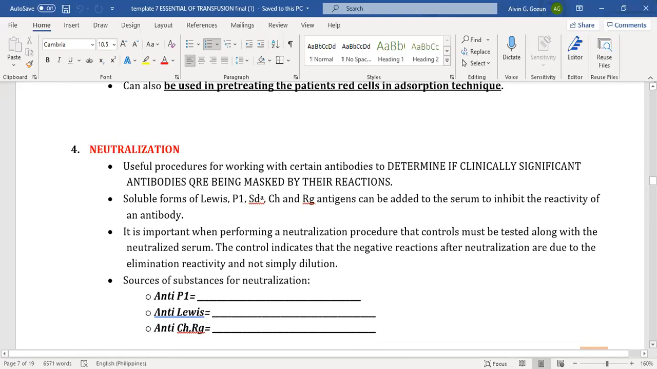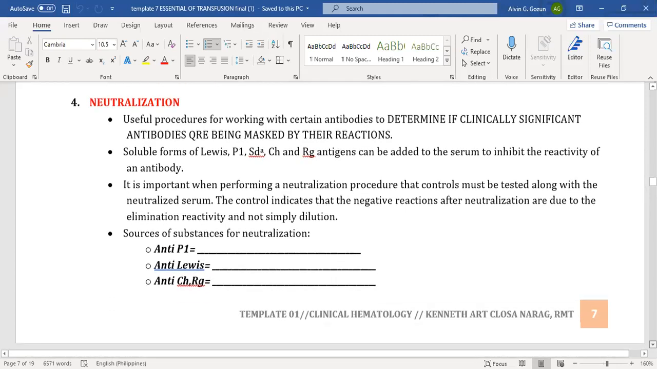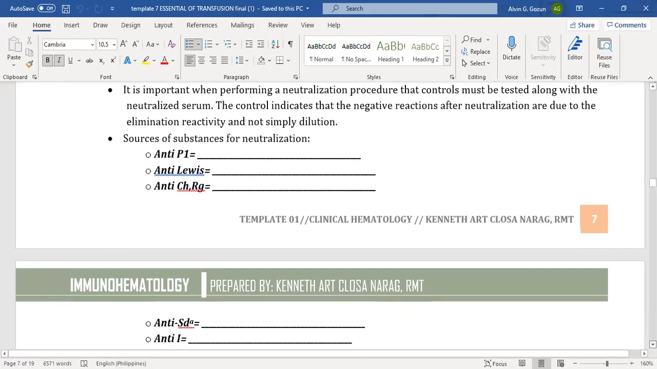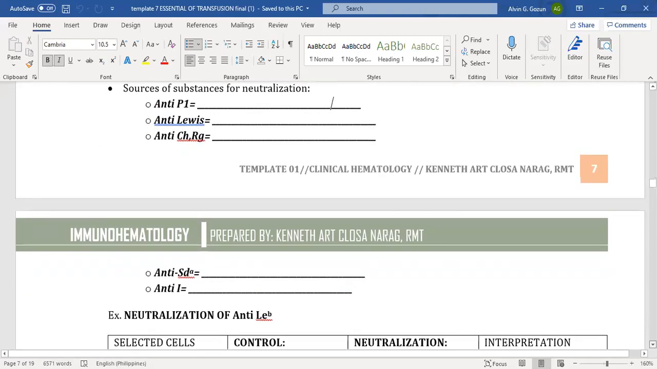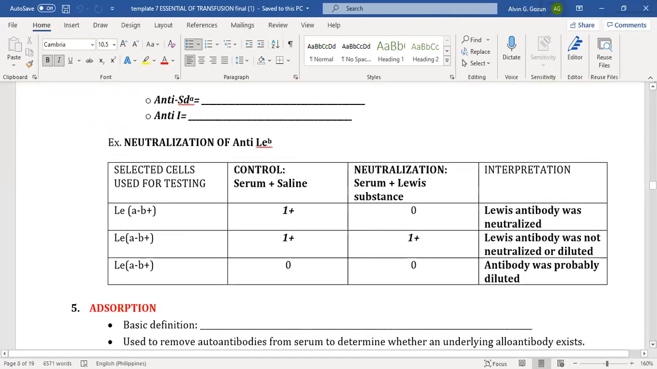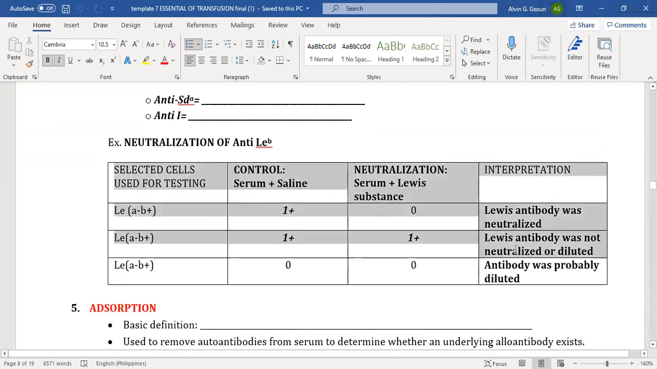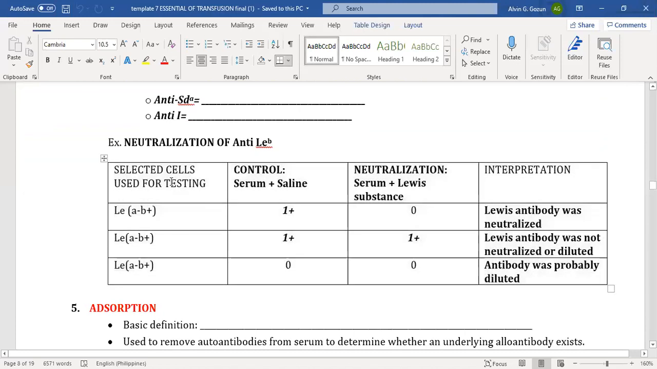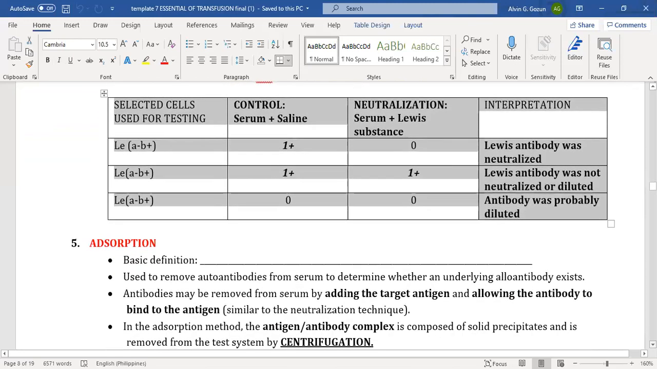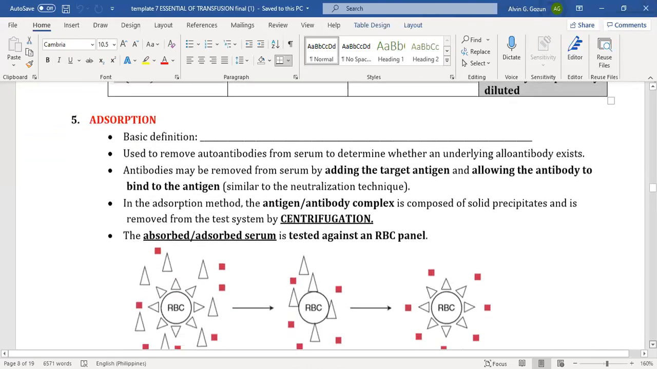Number 4, neutralization. Guys, I already mentioned neutralization last time, right? This is repetitive, and you already know the sources of substances for neutralization. Right? Okay, so write down anti-P1, Lewis, Sd(a), and anti-I. So, an example of neutralization of anti-Lewis B. Here is the example. I want you to read that and understand.